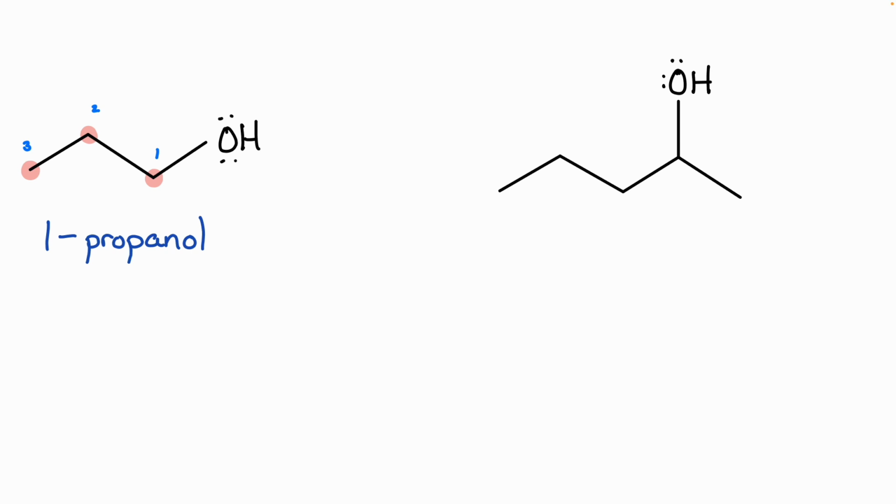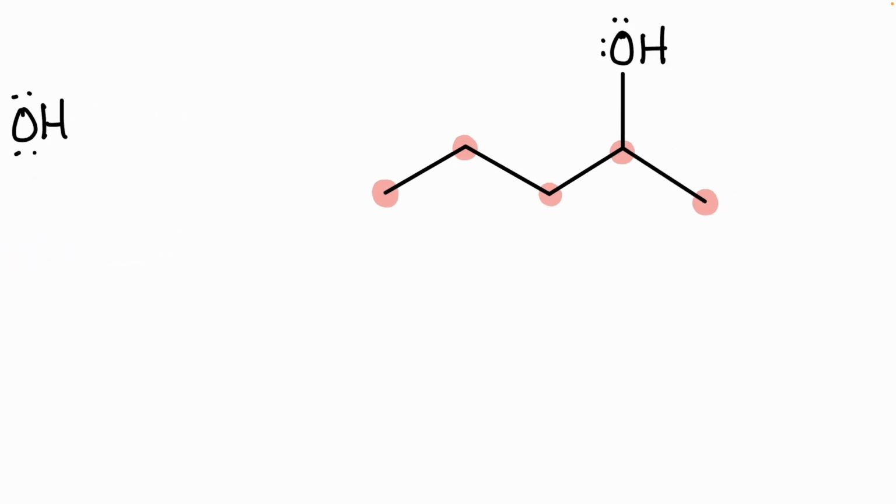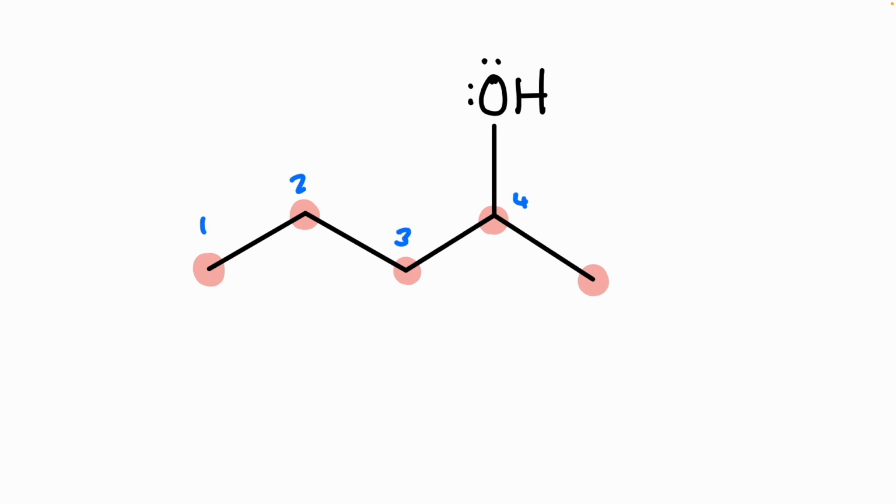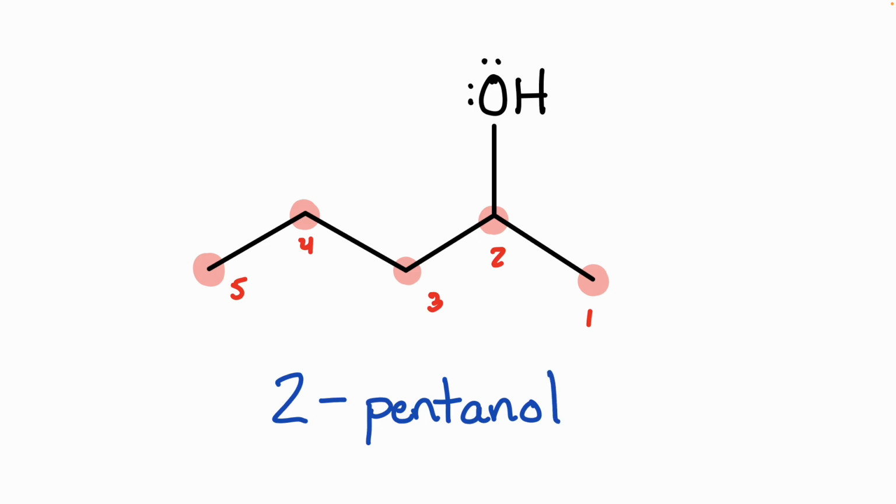Okay. In our next example here, we have 1, 2, 3, 4, 5 carbons in our parent chain. I can number my parent chain 2 ways: 1, 2, 3, 4, 5, or 1, 2, 3, 4, 5. Which one am I going to pick, red or blue? Red. So my lowest number is 2 for that OH group. Now this isn't on carbon 1, but on carbon 2, and I have 5 carbons, so 2-pentanol. Cool.